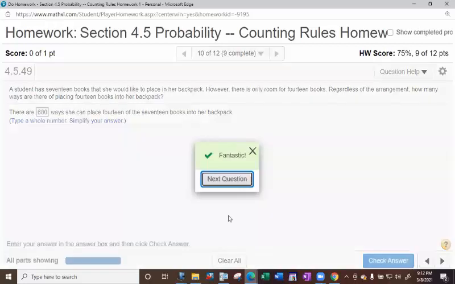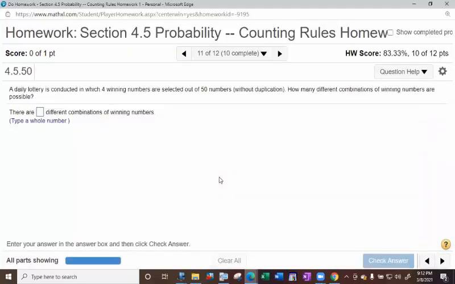All right. Look at that. Two more. I told you this. It's got a lot of problems, but it goes through quick. 4 winning numbers out of 50 without duplication. How many combinations of winning numbers are possible?